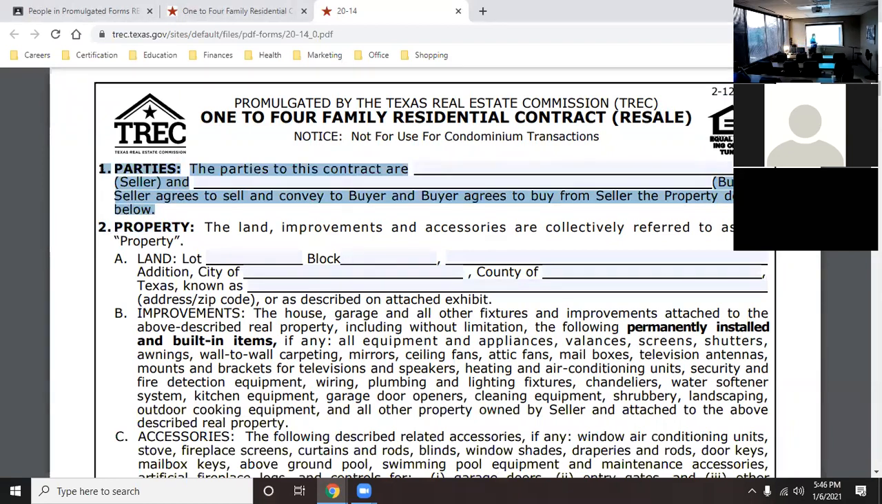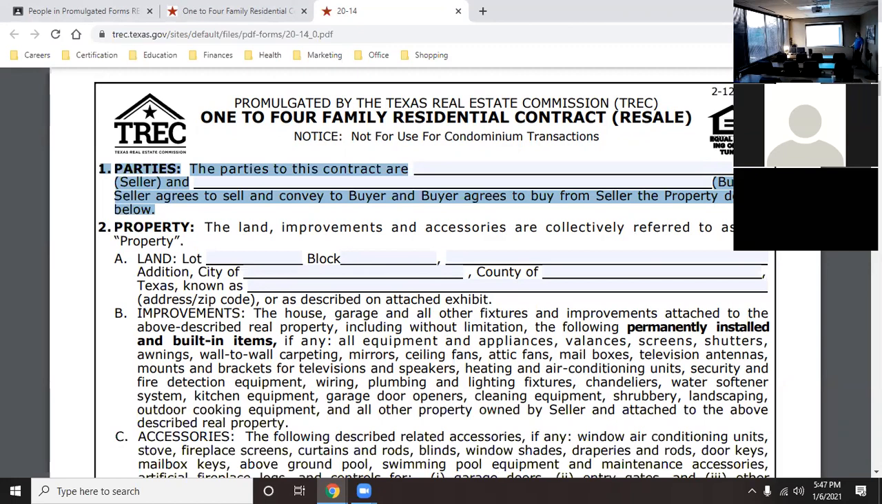Now, while it may only be 2 sentences, it's the 2 most important sentences in the entire contract, okay? Because of the fact here is, as it states, paragraph 1 is the parties, and it's the parties to this contract are blank seller and blank buyer. Seller agrees to sell and convey to the buyer, and the buyer agrees to buy from the seller the property that is going to be defined below.